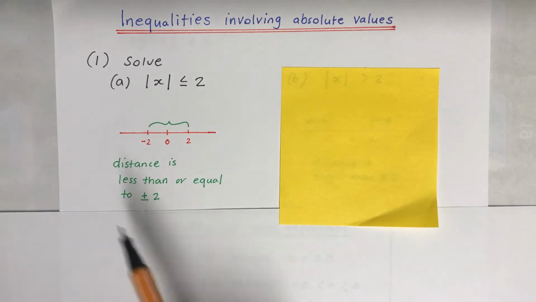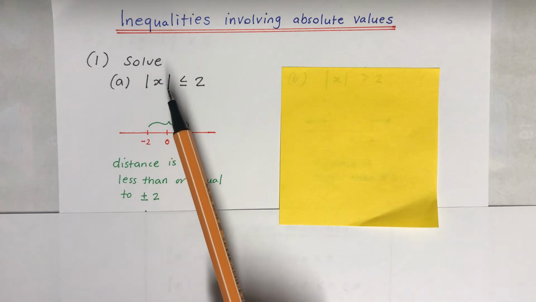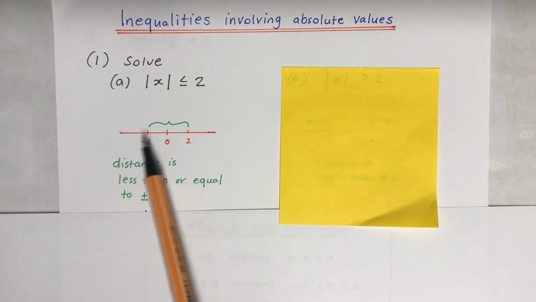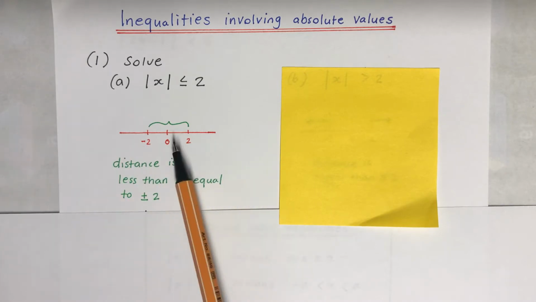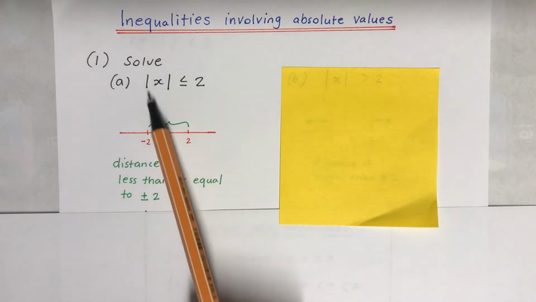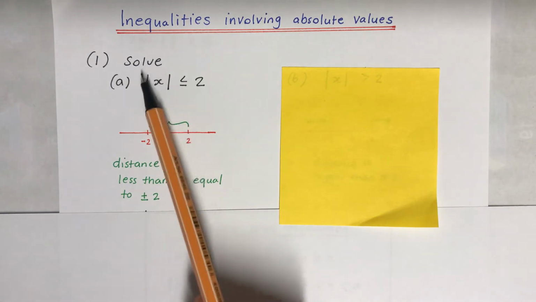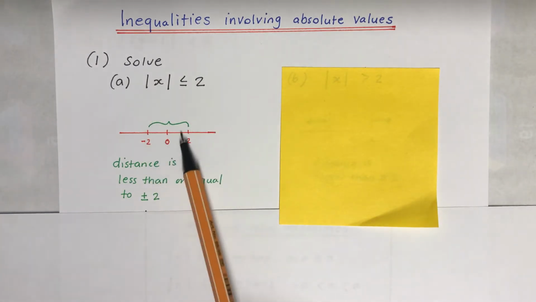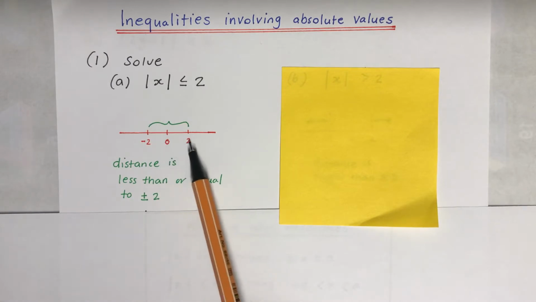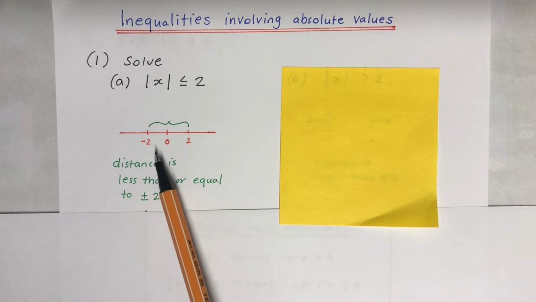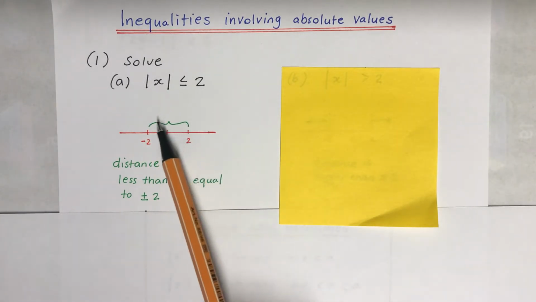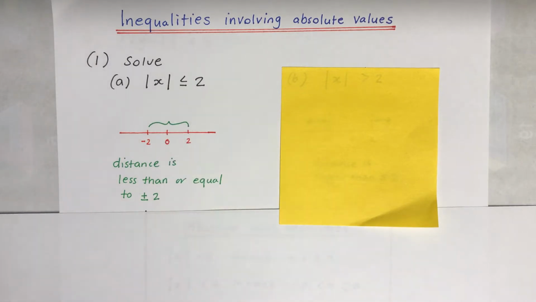So let's have a look at this question here. Absolute value of x is less than or equal to 2. I just sketched the number line right there. The distance of x is less than or equal to 2, so it has to be in between 2 and minus 2, because x can be 2 or negative 2 and its absolute value is less than or equal to 2. So it's right there.